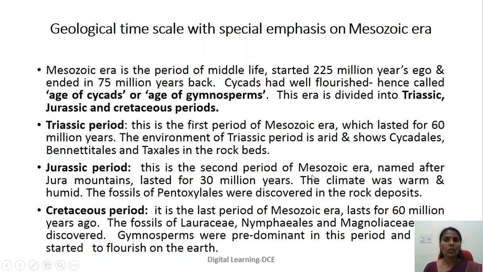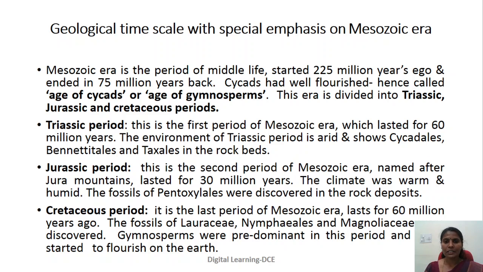Let us study about Mesozoic era in detail. Mesozoic era is the period of midlife, which started 225 million years ago and ended 75 million years back. Cycads were dominant in this age, hence it is also known as Age of Cycads or Age of Gymnosperms. This era has been divided into three periods like Triassic, Jurassic and Cretaceous periods.